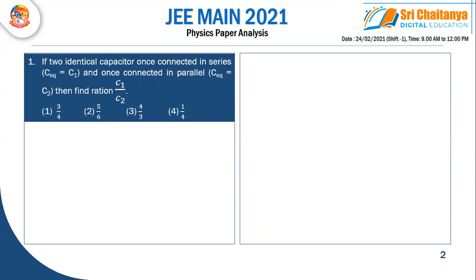Now, this particular question: if two identical capacitors are once connected in series and once connected in parallel, find the ratio C1 by C2. So this is series, and we have C and C, let me suppose, then C effective will be C into C by C plus C.